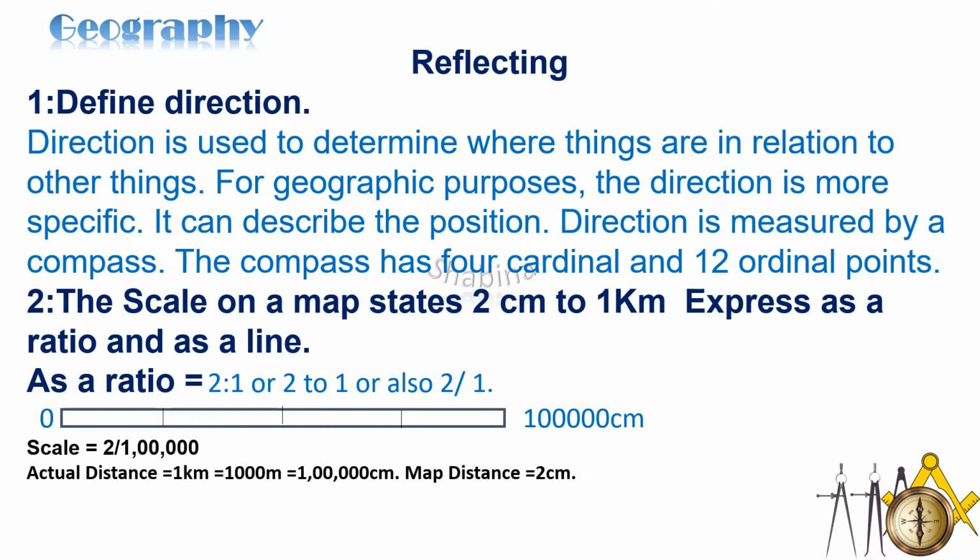Then question number 2: the scale on a map states 2 cm to 1 km. Express it as a ratio and as a line. The scale is 2 cm to 1 km first, and we have to show it as a ratio and as a line, and the scale is given in words. As a ratio 2:1, then as a line we have to show it in centimeters.